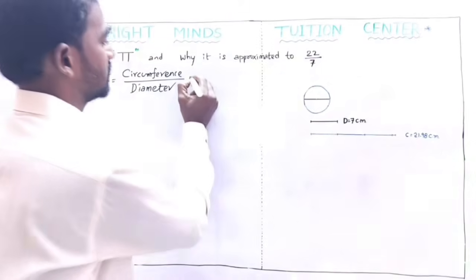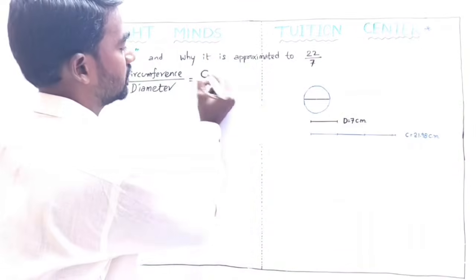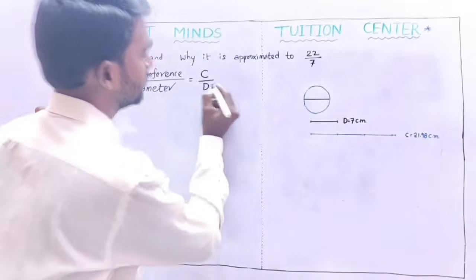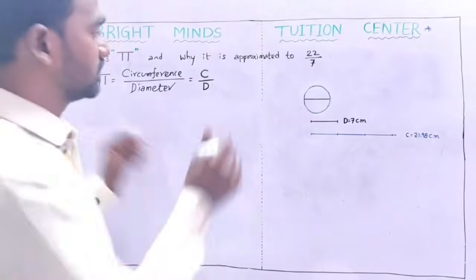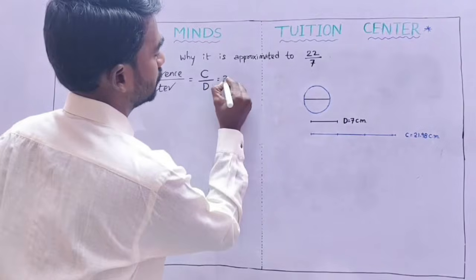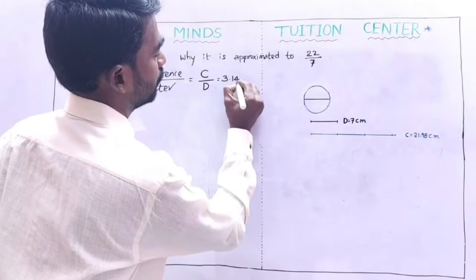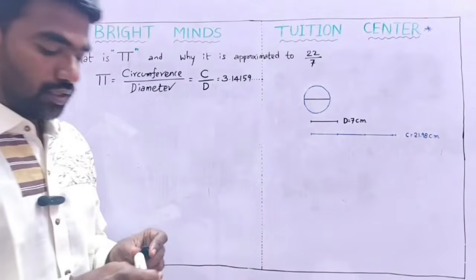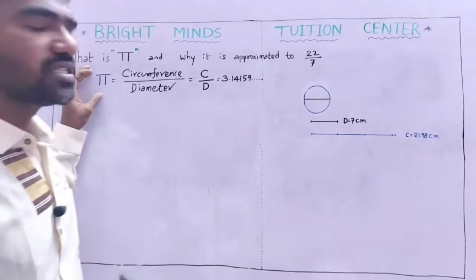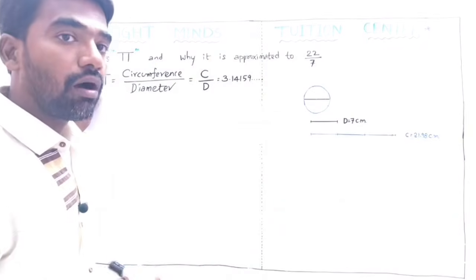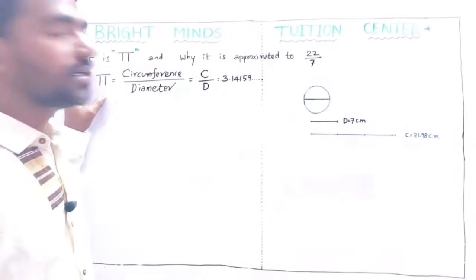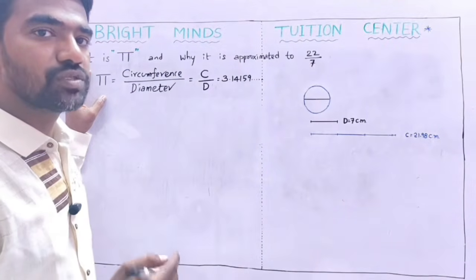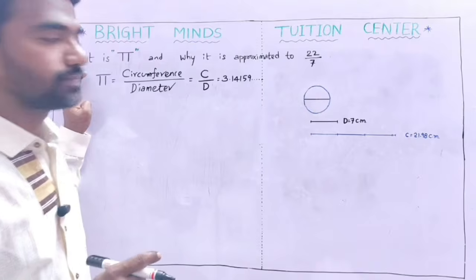That is, the circumference of any circle divided by the diameter of that circle is constant, which is approximately equal to 3.14159 and so on. This pi value was first calculated by Archimedes, and the symbol pi was first used by William Jones in 1706.